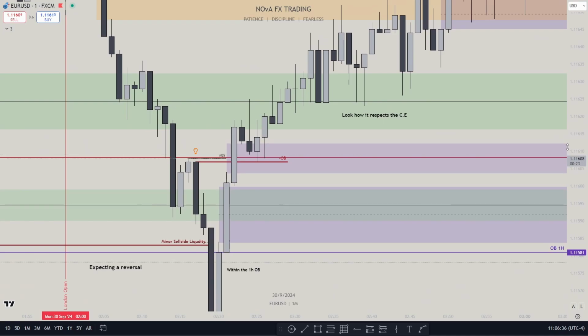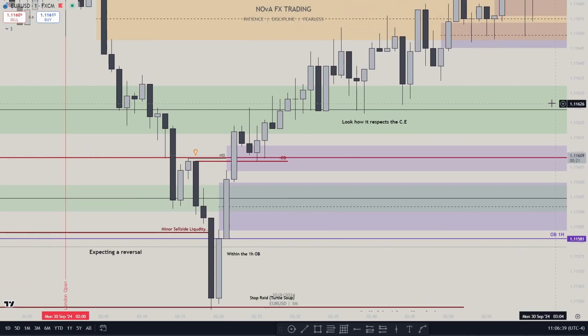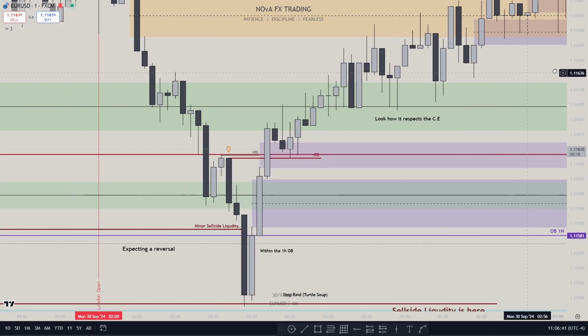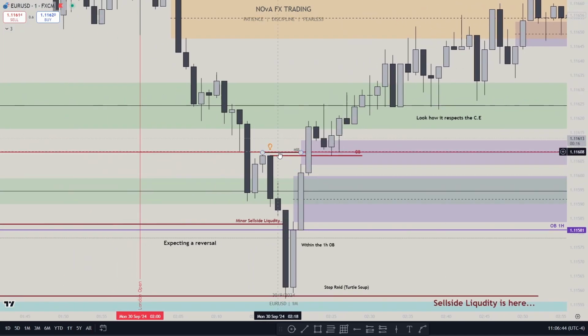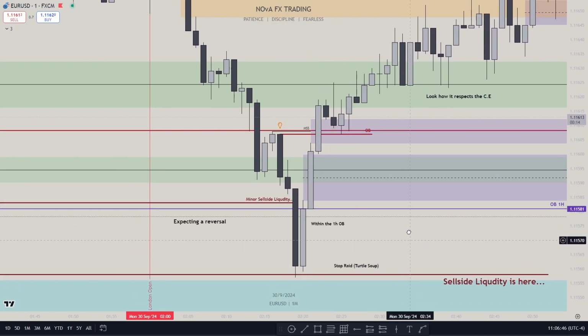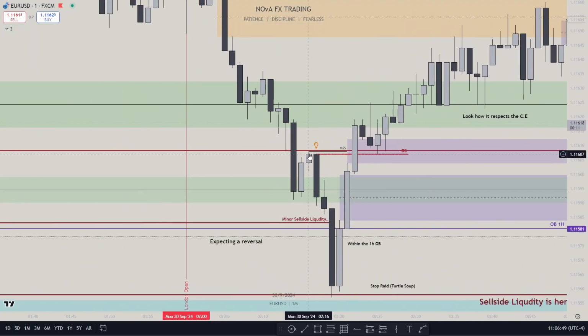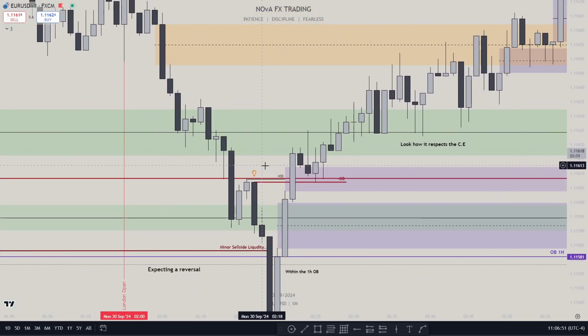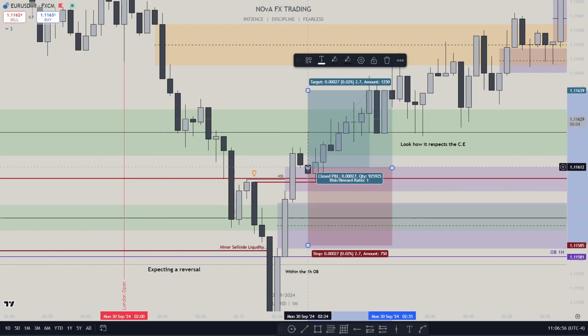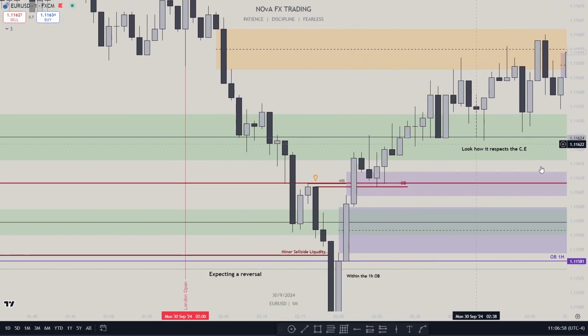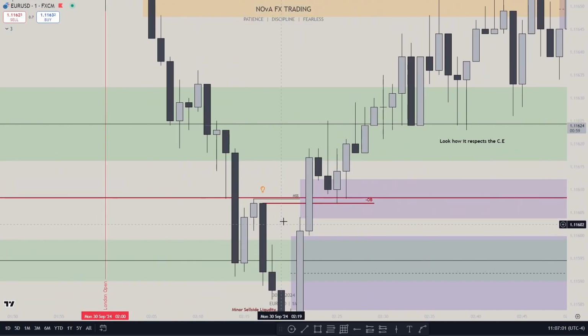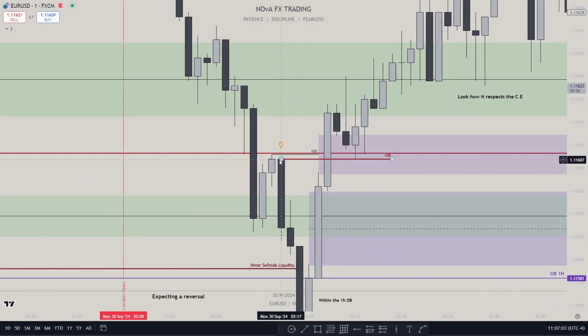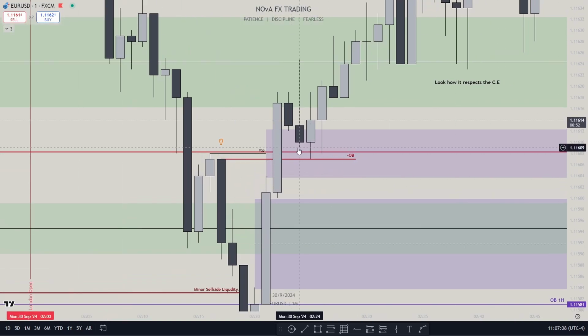So the key rule of the 2022 ICT mentorship model was a liquidity sweep to an important level, market structure shift, the first fair value gap, we're gonna buy here, exactly right there. All right. So also we can see that there is this order block, and if we extend this opening price, you can see how beautifully the price is respecting that order block.